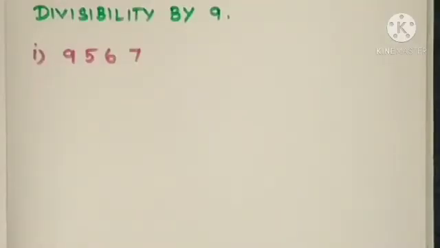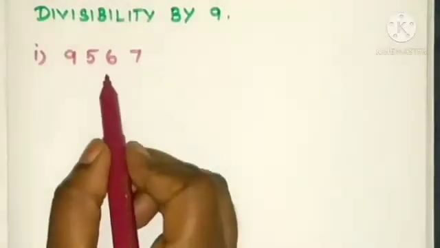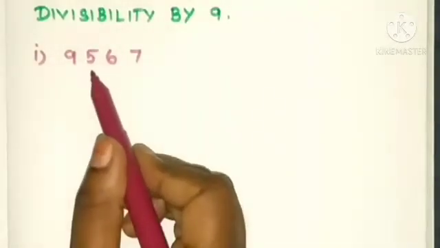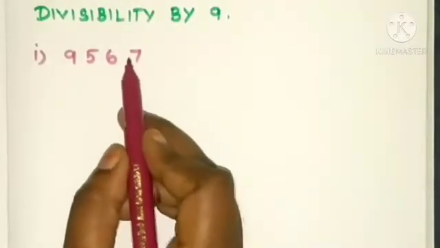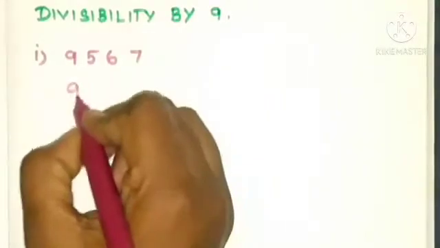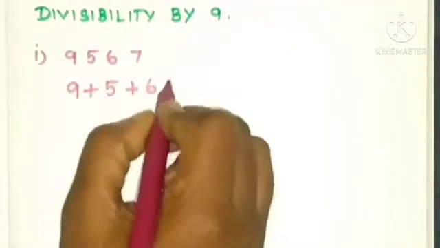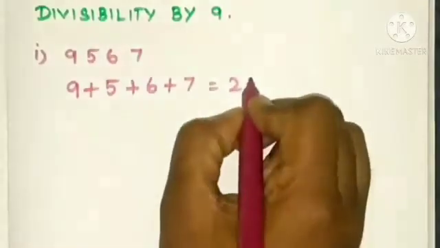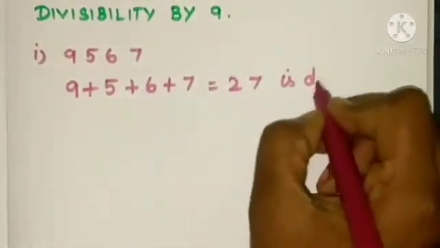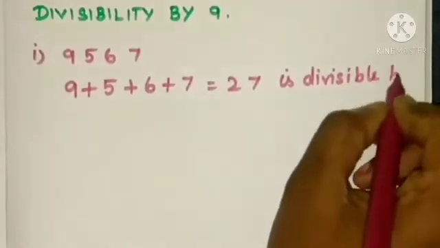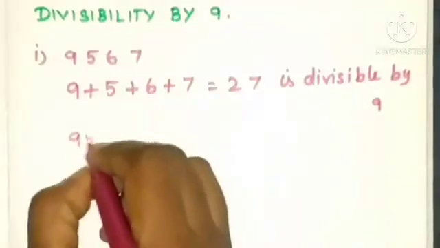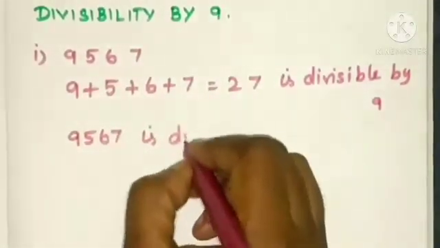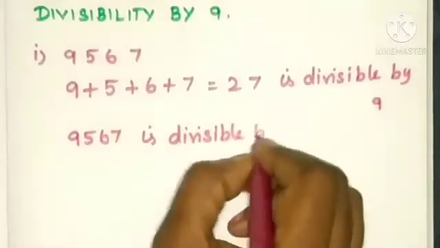Divisibility by 9. The rule for divisibility by 9 is a number is divisible by 9 if the sum of its digits is divisible by 9. Note that the numbers divisible by 9 are also divisible by 3. First, let's find the sum of the digits. 9 plus 5 plus 6 plus 7 is equal to 27. Here, 27 is divisible by 9. 9 threes are 27. So 9567 is also divisible by 9.